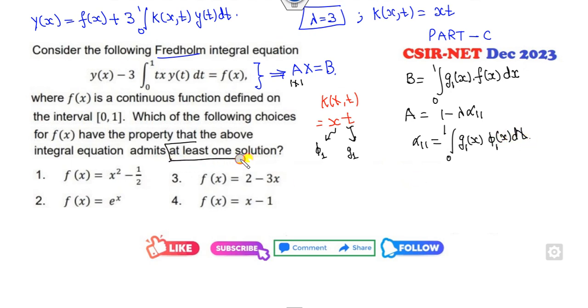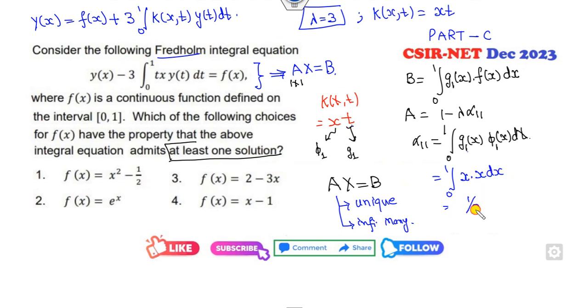Fine. Now, at least one solution. When this system has at least one solution, it means either it has a unique solution or it has infinitely many solutions. Now I can see here, firstly, what is g1(x)? This is x, so the answer of this is x square, so that means 1 over 3. If I substitute here, lambda will be 3, so 3 into 1 over 3 is 0. Once this number is 0, it means a unique solution will not happen.